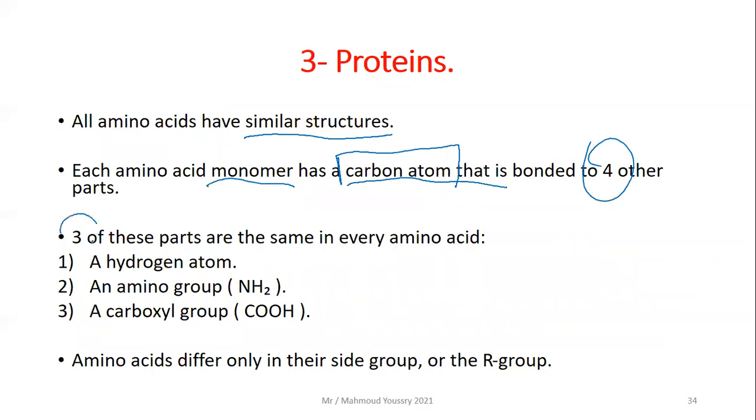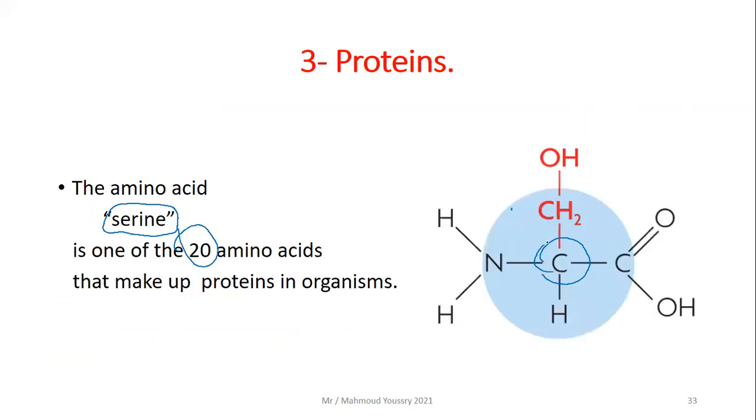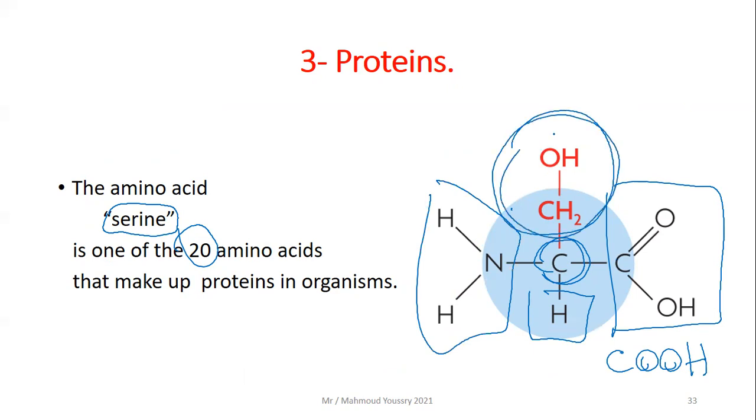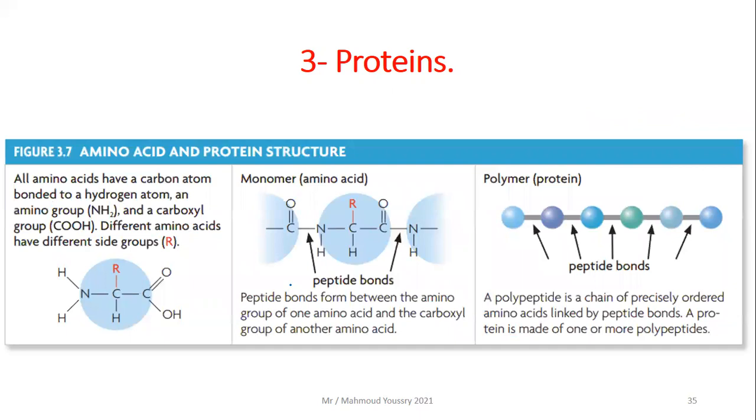Three of these parts are similar in every amino acid: a hydrogen atom, an amino group NH2, and a carboxyl group COOH. The amino acids differ only in the side group, or the R group. Look here, this is a carbon atom bonded to 4 different groups: a hydrogen atom, the carboxyl group COOH, the amino group NH2, and this is the group that differs between all the amino acids. Okay, look here, the amino acids have a carbon atom.